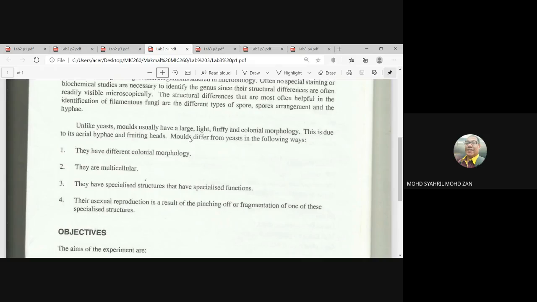So how we differentiate it with the yeast? Number one, they have different colonial morphology. Okay, number two, multicellular. Number three, has a special structure and special function. Last one will be their asexual reproduction is a result of pinching off or fragmentation of one of these specialized structure. Okay.